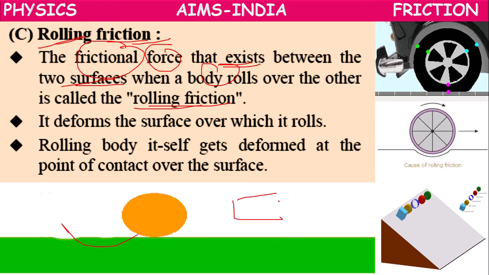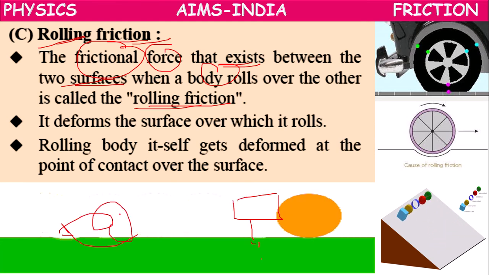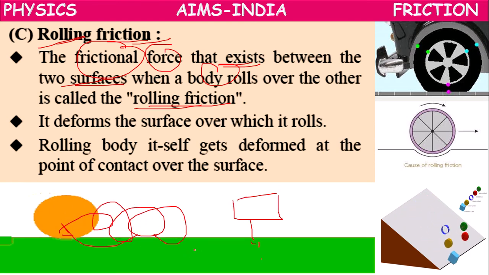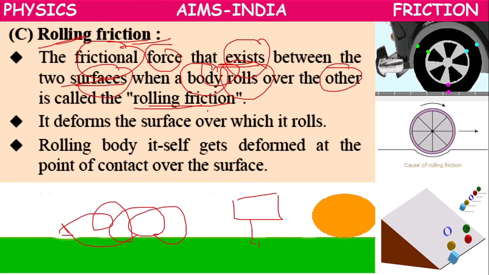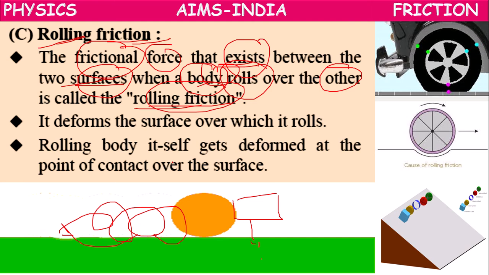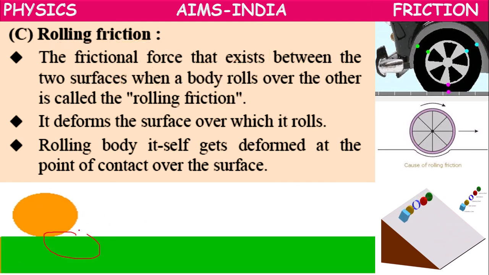While sliding, only the bottom surface will be in touch with the ground, not the total. But while rolling, at one instant the lower part is in contact, next it will change. At one instant or another, the total body will touch the ground. So the frictional force that exists between two surfaces when a body rolls over another surface is called rolling friction.